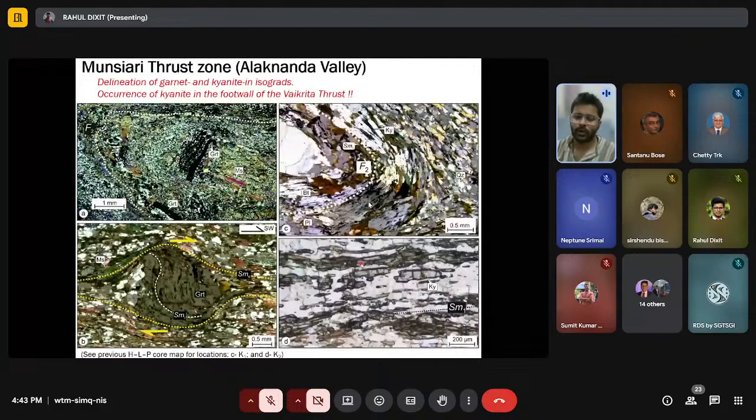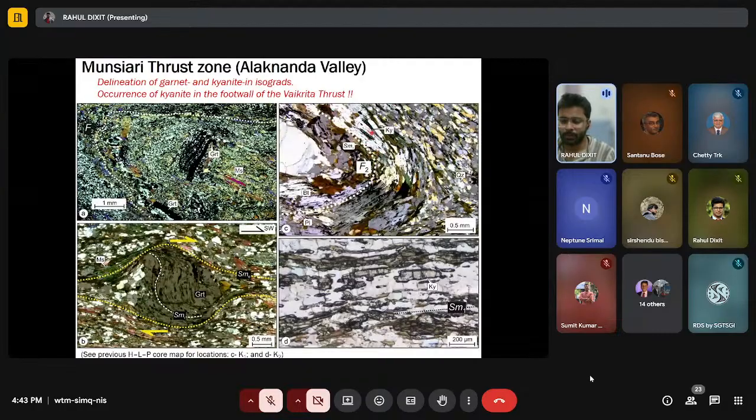Along with this garnet, we also identified kyanites in the footwall of the Vakrita thrust within the Munsiari group. All these photographs are from the Munsiari core, which is basically the Munsiari group. Here you can see these are the kyanites. They either appear parallel to the mylonite foliation SM1, or along the F2 fold, and appear as inclusions within the plagioclase.